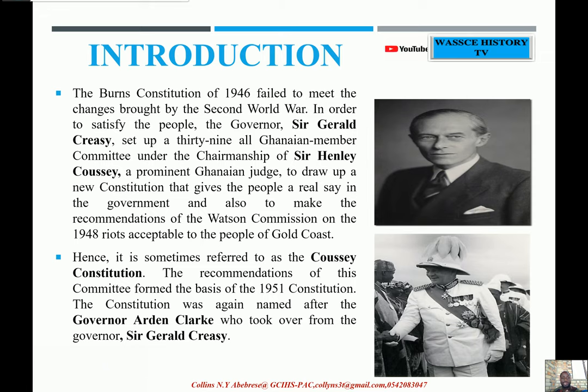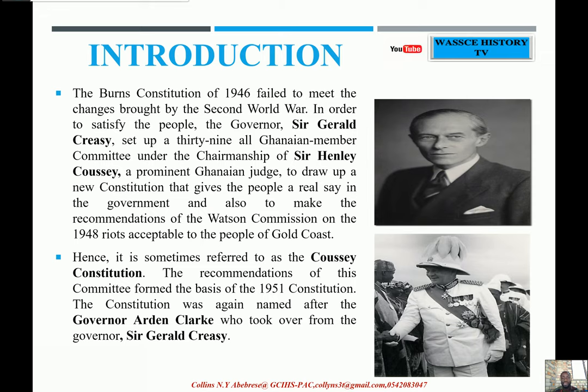And so in order to satisfy the people, the Gold Coasters, the then governor, Sir Gerald Creasy, set up a 39-member all-Ghanaian committee under the chairmanship of Sir Henry Coussey, a prominent Ghanaian judge, to draw up a new constitution that gives the people a real say in the government, and also to make the recommendations of the Watson Commission on the 1948 riots acceptable to the people of the Gold Coast.